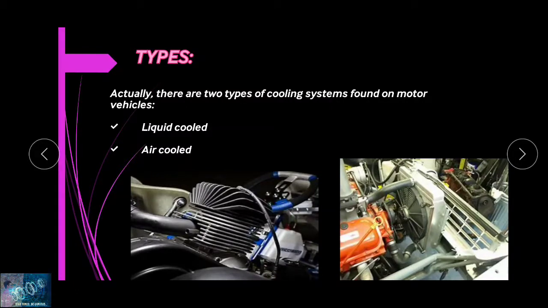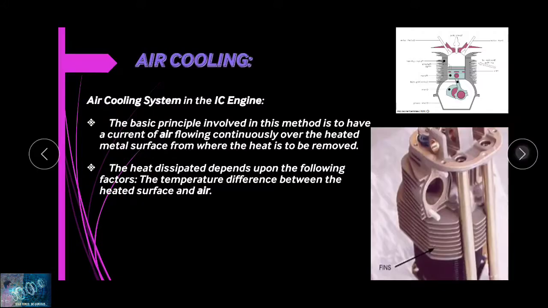Types. Actually, there are two types of cooling systems found on motor vehicles. One is liquid cooled, another one is air cooled. Air cooling system in the IC engine. The basic principle involved in this method is to have a current of air flowing continuously over the heated metal surface from where the heat is to be removed. The heat dissipated depends upon the following factors: the temperature difference between the heated surface and the air.